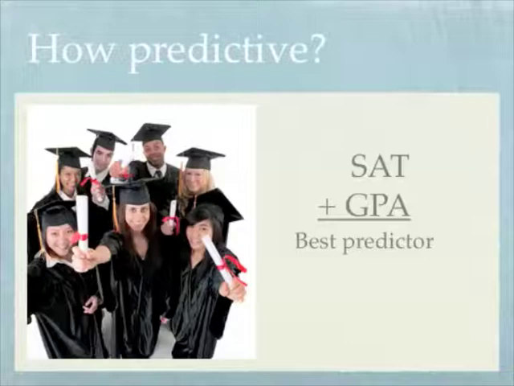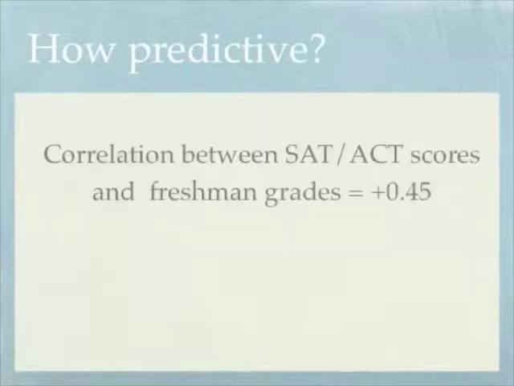Why indeed? Standardized test expert Gerald Bracey notes that the typical correlation between SAT and ACT test scores and freshman grades is about 0.45. This means that the test accounts for about 20% of what goes into the grades. Other factors account for about 80%.